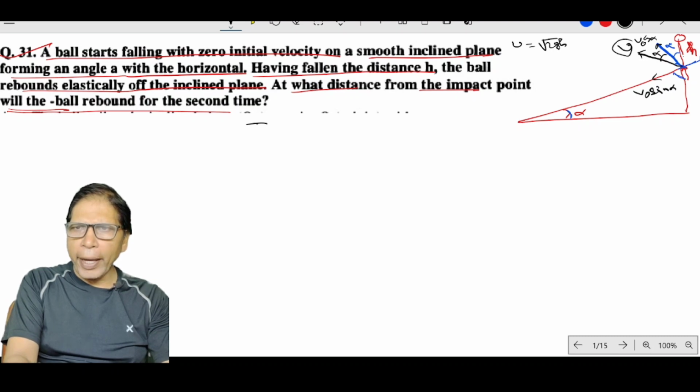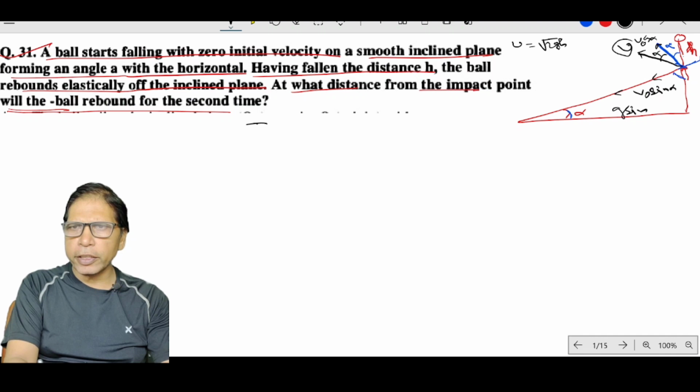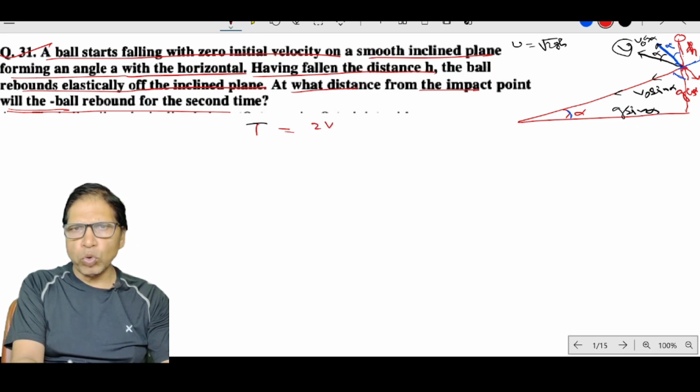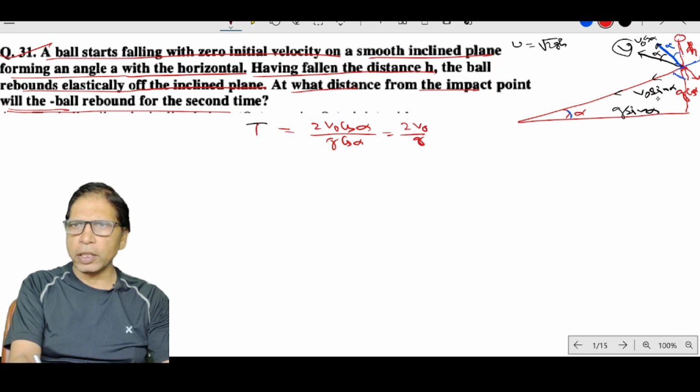Now the component of acceleration due to gravity along this direction is g sin alpha, and the acceleration normal to the inclined plane is g cos alpha. So the total time of flight is T = 2 v naught cos alpha divided by g cos alpha. Therefore, the total time of flight is 2 v naught by g.